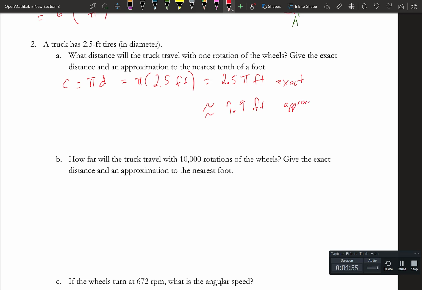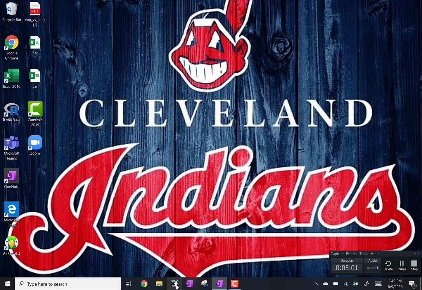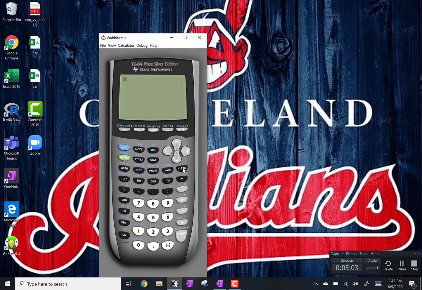And again, I'm not doing all these calculations on my calculator, but you should be able to do this okay. So I can just take 2.5 times pi, and we want to round that to the nearest tenth, so 1 decimal spot. We look to the right to the 8, and that rounds it up, so we get 7.9.